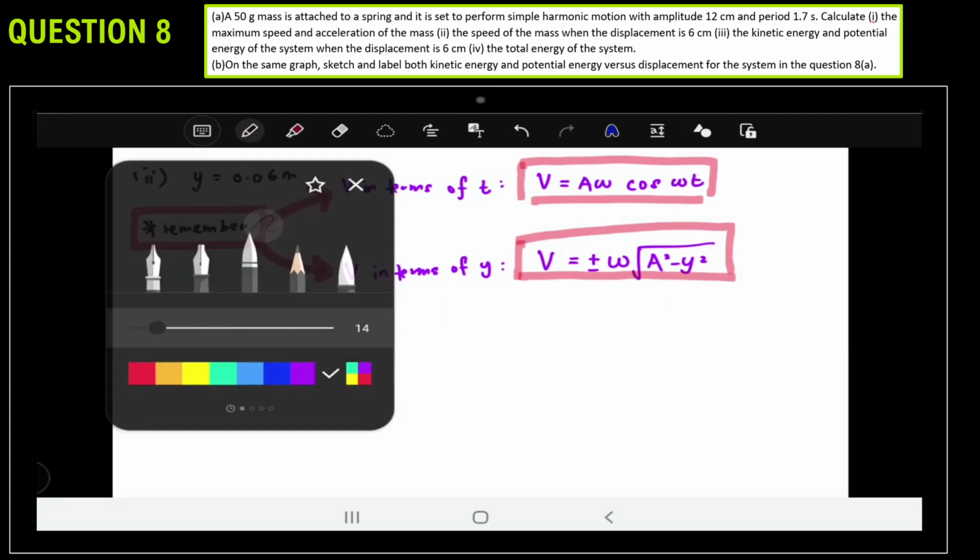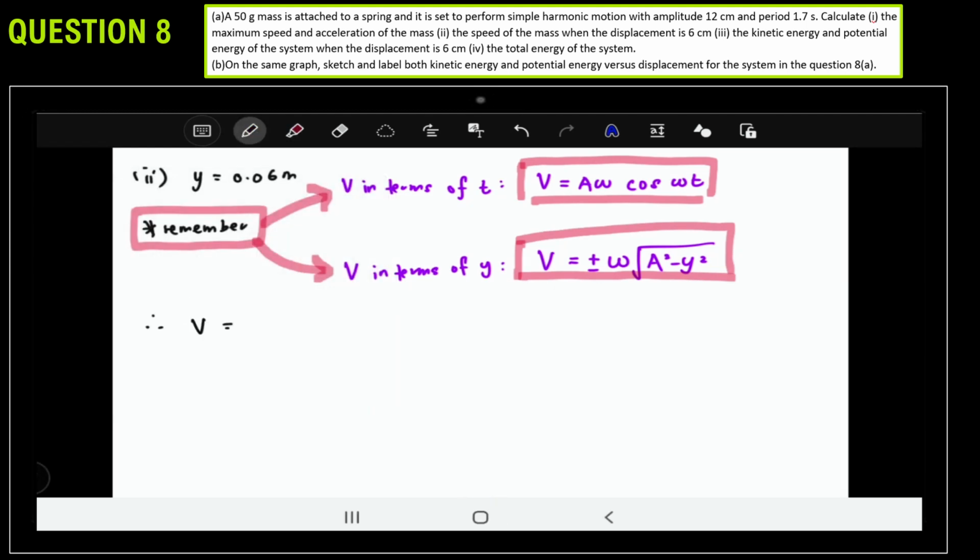Therefore, v is equal to, we can substitute omega 3.696, square root, the amplitude is 0.12 squared, and y is 0.06 squared. And straightly, we can get the answer, 0.384 meter per second. So this is the answer.